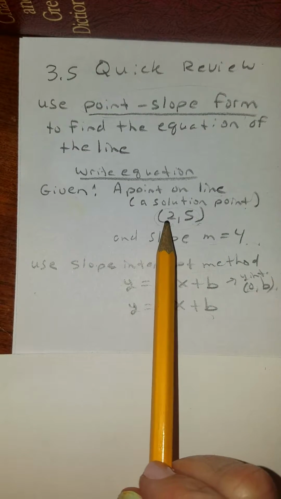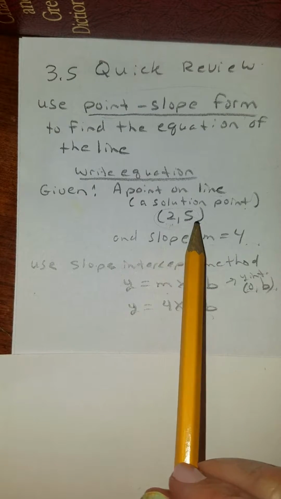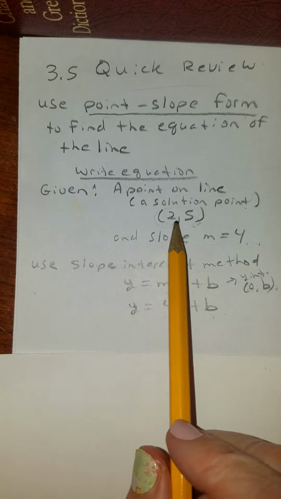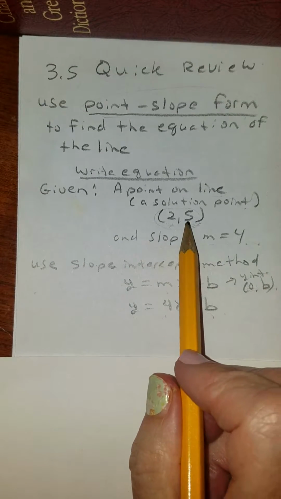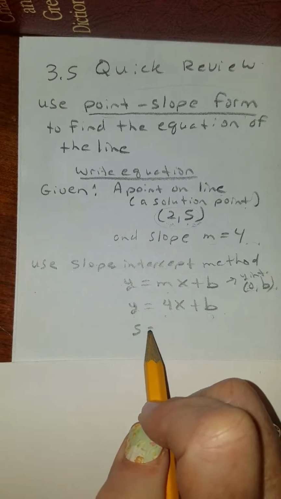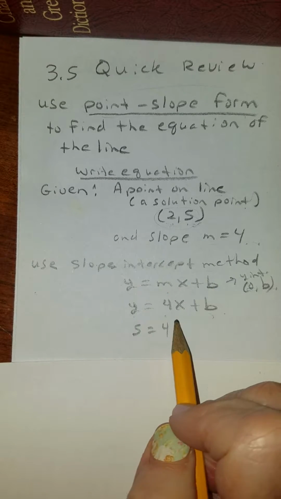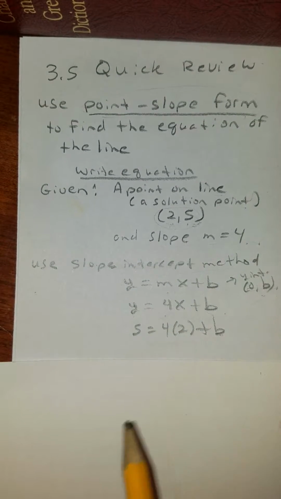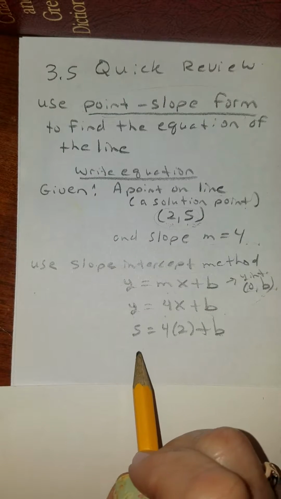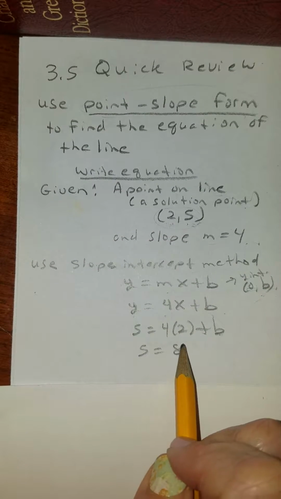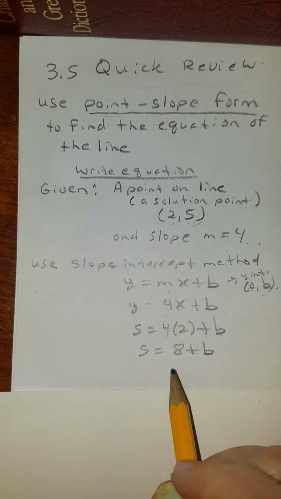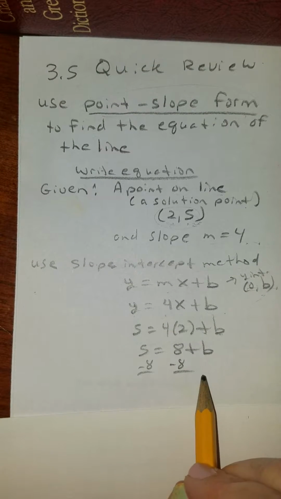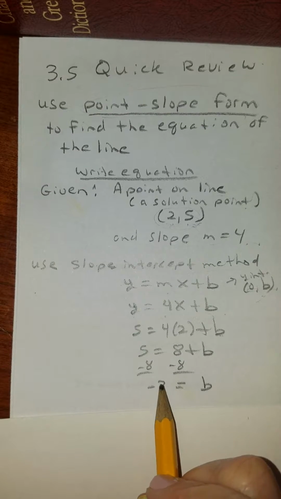So what we have to do is take that point, the x and y, and plug it in for our x and y here and solve for b. So I'm going to substitute this in. The y is 5. The x is 2. And now I can solve for b and find out what that y-intercept is. So I get 5 equals 8 plus b. I'm going to subtract 8 from both sides. And I end up with b equals negative 3.